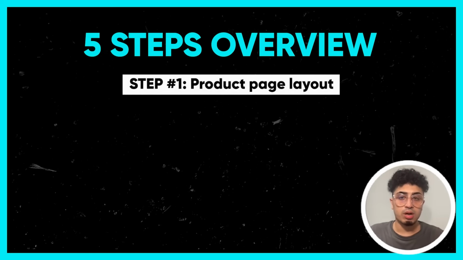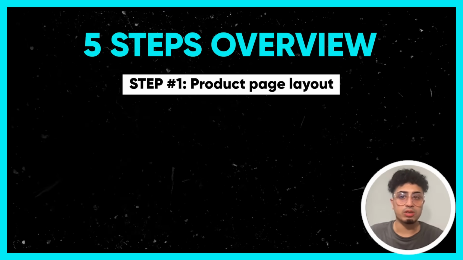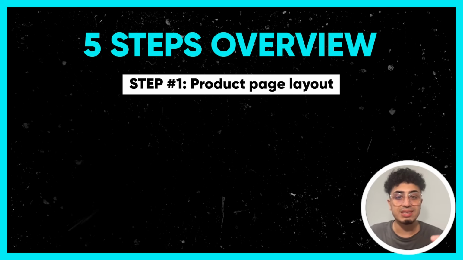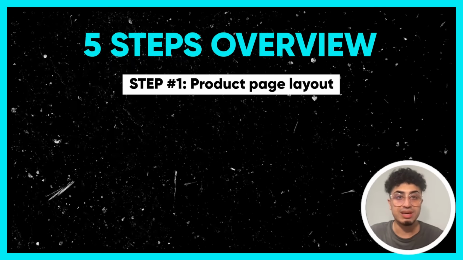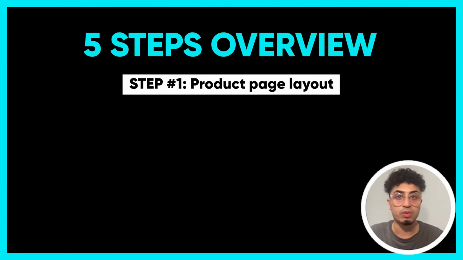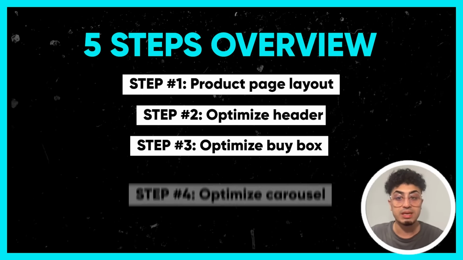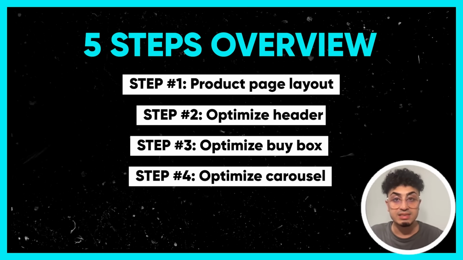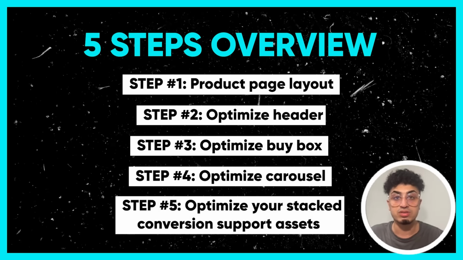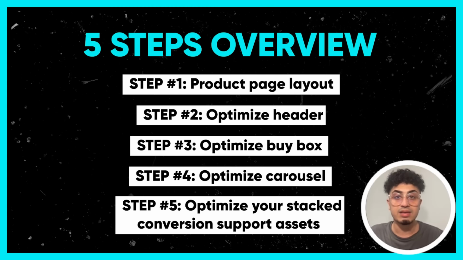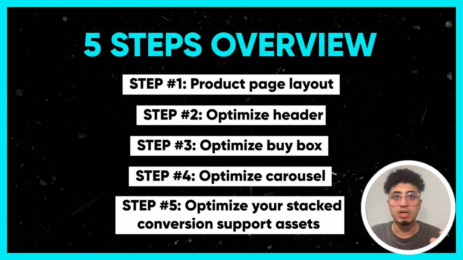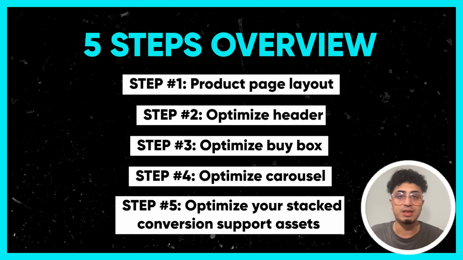Step 1, product page layout. Identify the layout that works best for you. Now, everything that goes into this layout, also known as your conversion assets, is step 2, 3, 4, and 5. So step 2, optimize your header. Step 3, optimize your buy box. Step 4, optimize your carousel. And step 5, optimize your stack conversion support assets. And that in itself will build you a product page that outbeats competition left and right.